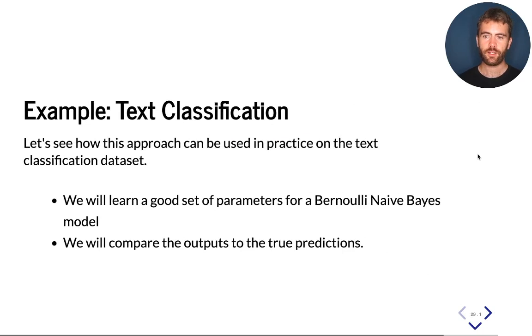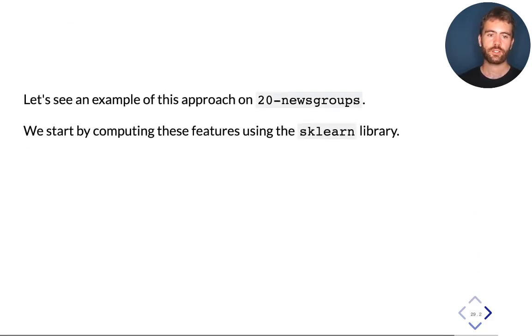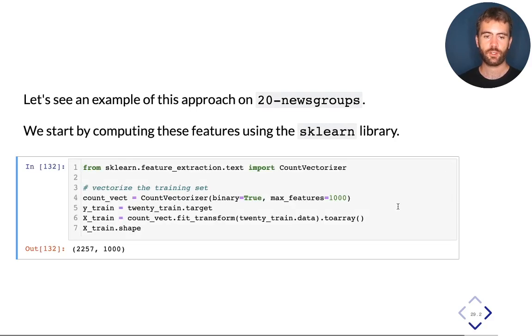Let's apply the Bernoulli naive Bayes model to this data set. I'm going to now implement this in numpy, and I will show you how to learn these parameters and then how we can use them to compute predictions. So here we can start by computing our features using the featurizer that we have shown earlier in the first lecture on text classification.